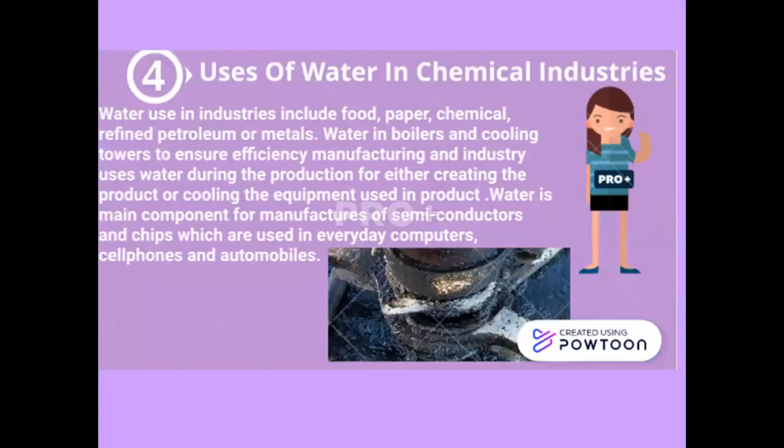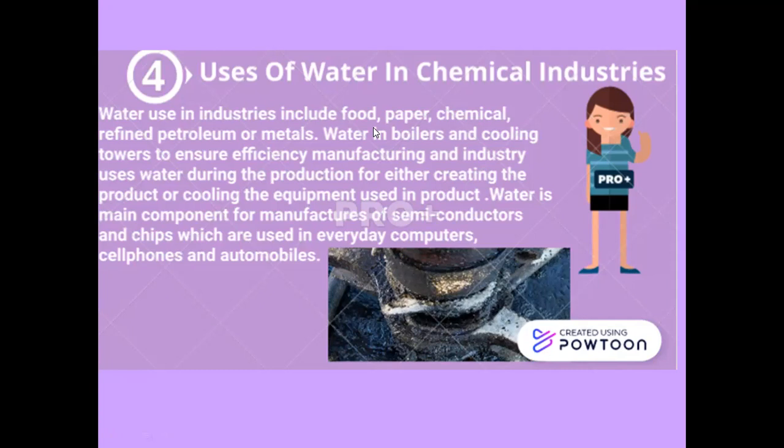Number 4, uses of water in chemical industries. Water for use in industries includes food, paper, chemical, refined petroleum, or metals. Water in boilers and cooling towers ensures efficiency. Manufacturing and industry use water during production, either for creating the product or for cooling the equipment used in the product. Water is a main component for manufacturers of semiconductors and chips, which are used in everyday computers, cell phones, and automobiles. Let me explain now.